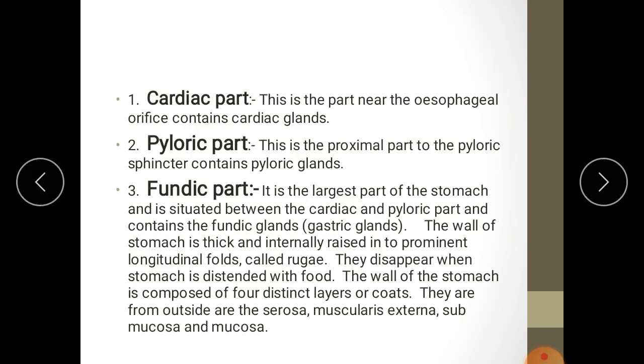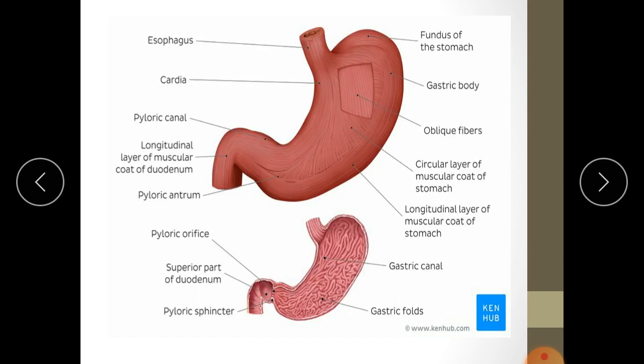Okay. Next, the pyloric part. This is the part proximal to the pyloric sphincter, containing pyloric glands. The proximal part of the pyloric sphincter. So here.